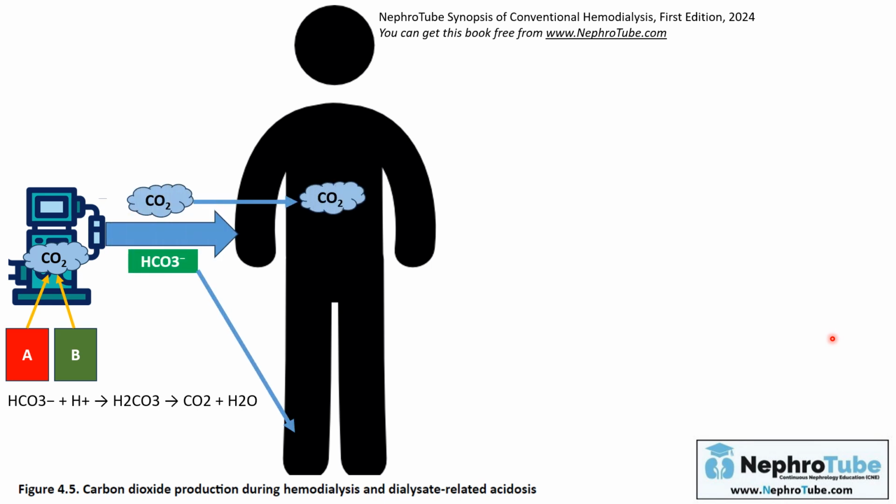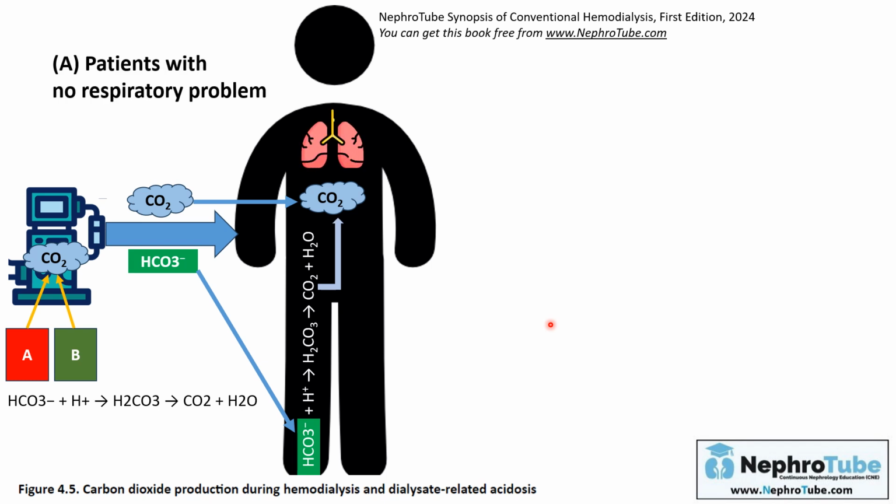Also, some bicarbonate will diffuse directly through the hemodialysis machine. Some of the bicarbonate will not mix with hydrogen. So, some of the bicarbonate in the B concentrate will mix with hydrogen and form carbon dioxide, and some of it will not mix with hydrogen and will diffuse into the patient directly. And in the patient, the bicarbonate will mix with hydrogen, again forming carbonic acid, carbon dioxide, and water, and this will increase the carbon dioxide load in the patient.